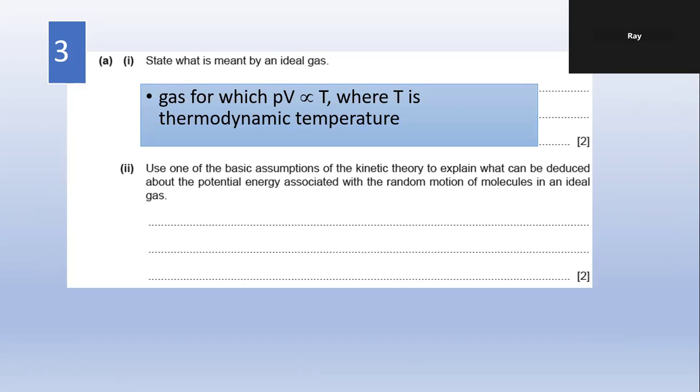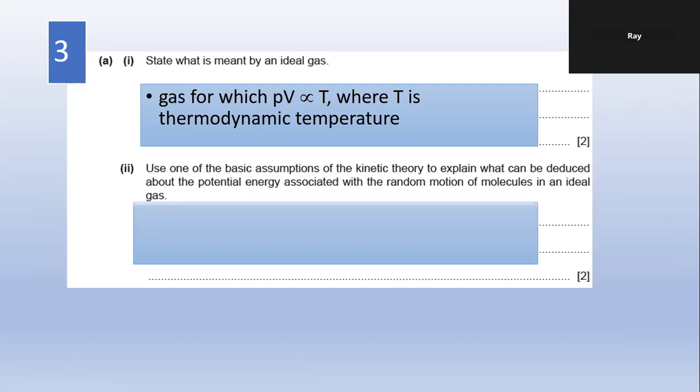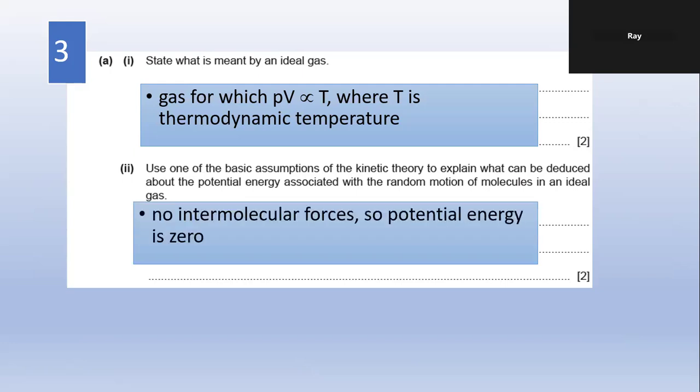Use one of the basic assumptions of kinetic theory to explain what can be deduced about the potential energy associated with random motion of molecules in an ideal gas. The intermolecular forces are negligible, so the potential energy is zero. Okay, no intermolecular forces. The potential energy is zero.